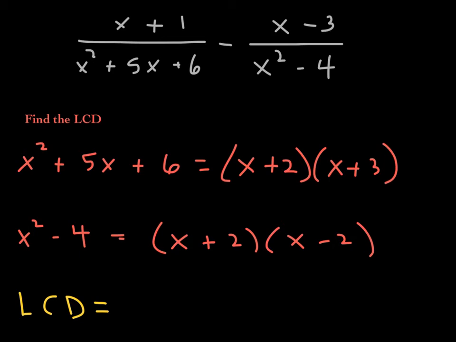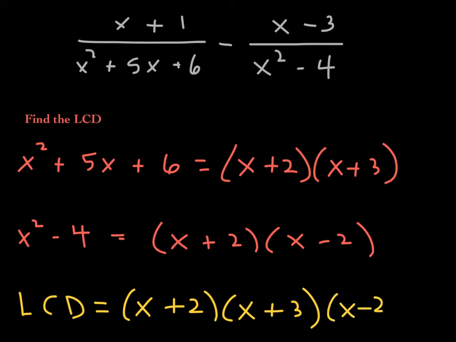All right, I need an x plus 2 in my LCD. X plus 2 shows up once here, shows up once in this factorization. So then x plus 2, I only need one copy of that factor. X plus 3 shows up only once, so then I only need one copy of x plus 3. Now, I already have x plus 2, right? I already have that copy. I need x minus 2 in my LCD as well. X minus 2. All right, let's go back to our problem now that we know what the LCD is.